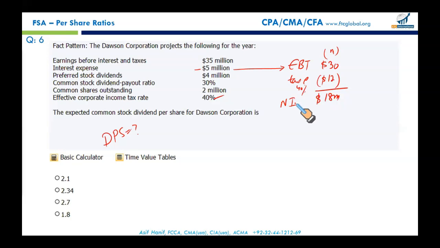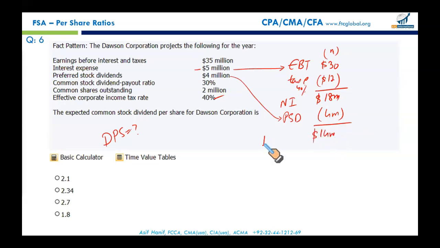All right, then net income needs to be reduced by the preferred stock dividend, and it is given here as 4 million. So deduct the preferred stock dividend of 4 million. What you get is 14 million.